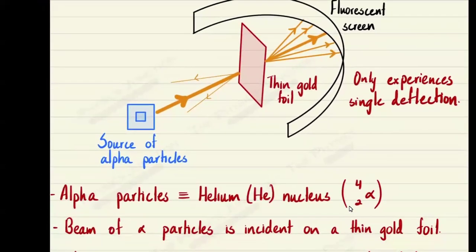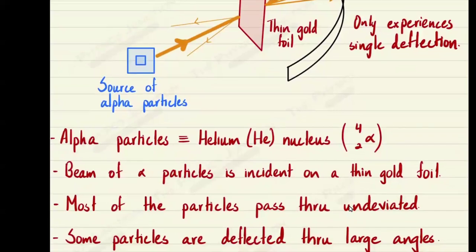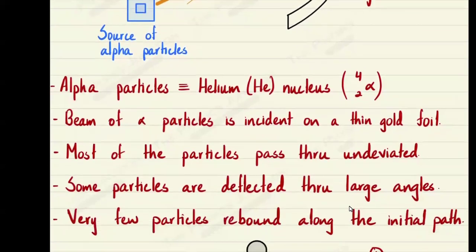So alpha particles, all you need to know about this for this experiment is that they are a helium nucleus basically. So a nucleus means it's the atom minus the electrons. You have a total of 4 nucleons, so that's 2 protons, and 4 minus 2, 2 neutrons. So that's what this is. This is incident on a thin gold foil, and this is what we see. Most of the alpha particles pass through undeviated. Some are deflected through large angles, and even fewer rebound back along the initial path that they were sent out on.